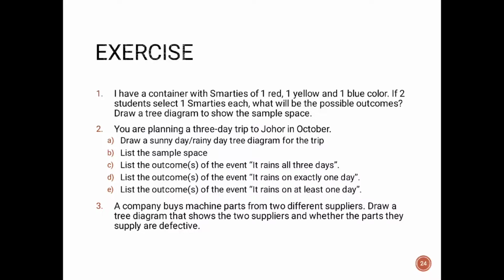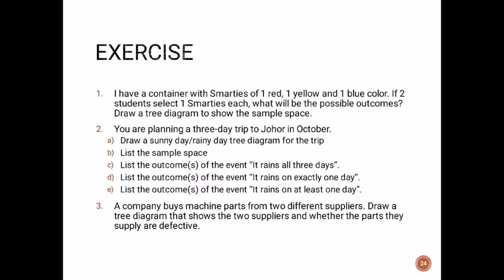I have a container with Smarties, the colourful chocolates. One red, one yellow, one blue. If two students select one Smarties each, what will be the possible outcomes? Draw a tree diagram to show the sample space.